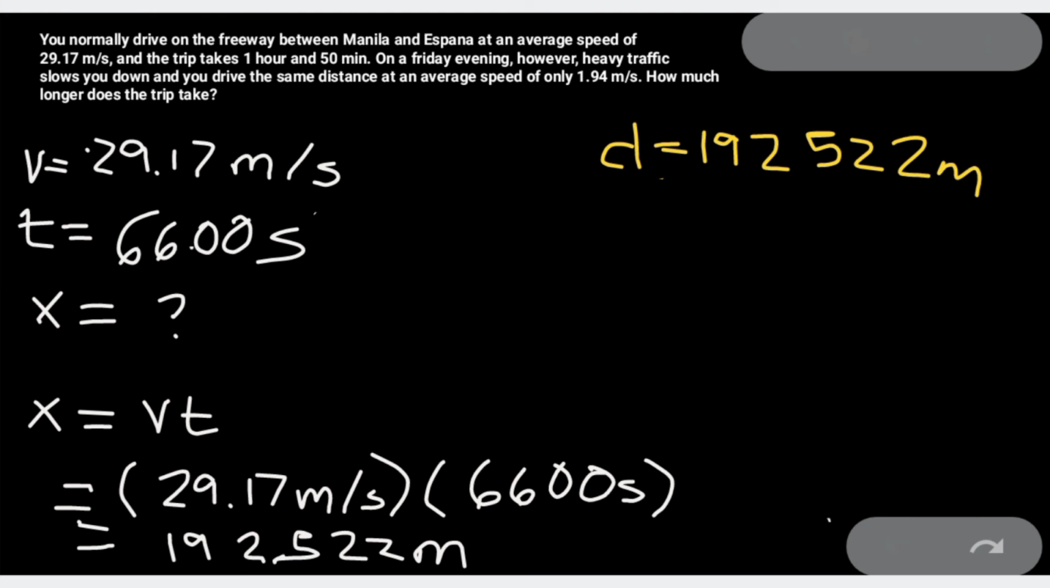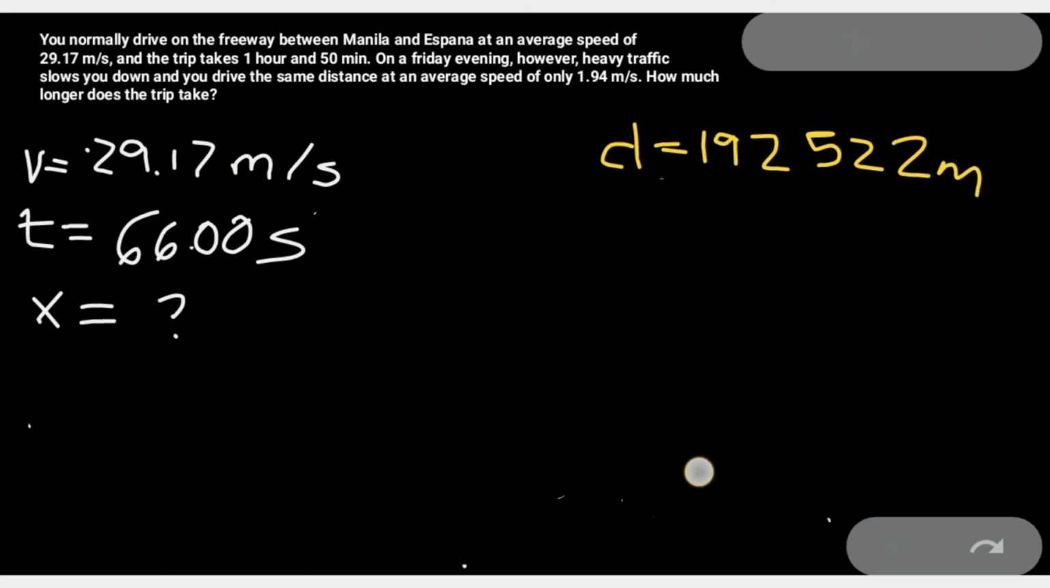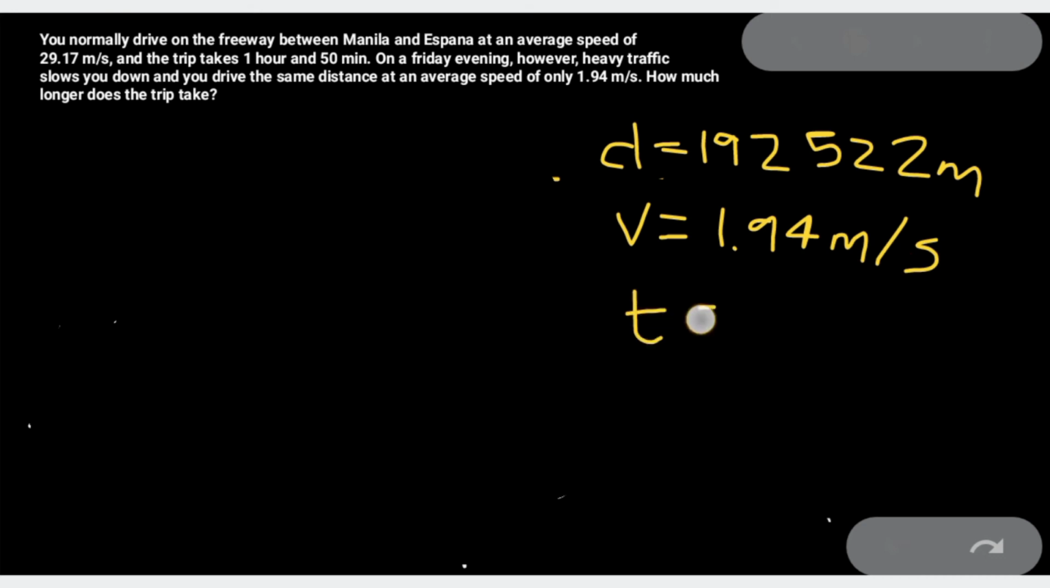192,522 meter. Now, I want you to understand that this distance during the freeway is also the same distance that you travel during the heavy traffic. And because of the heavy traffic, the average speed that you have now, based on the given, is 1.94 meter per second. And now we are concerned with looking for the time that you take during the heavy traffic.